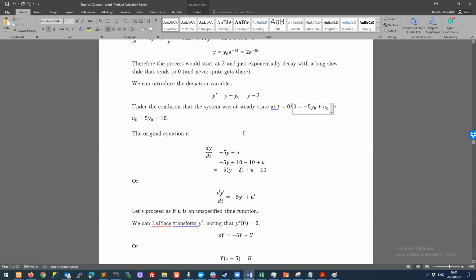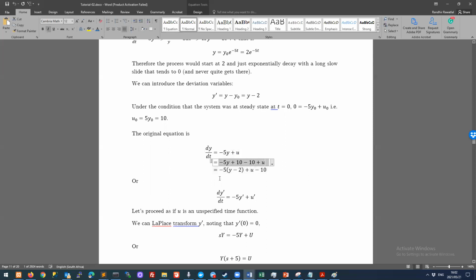Right? So we propose for our deviation variable that we include the 10 here. We would like to say u minus 10. So we're going to put in that nice minus 10 there. And then we have to add another 10 because we've minused a 10. So we put in the 10 there. So this equation is still valid now. We've added and subtracted a 10.